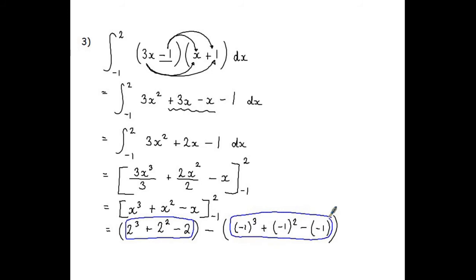Okay, so we're going to do 2 cubed plus 2 squared, take away 2 into our calculators, and it gives us 10. Keep the take away, and then here you want to type in the bracket, minus 1 cubed, plus the bracket with a minus 1 squared, minus the bracket minus 1. So everywhere where you see it, it should look exactly like that in your calculator display. And that bracket should come out as 1. So it gives you 10 take away 1, which equals 9.